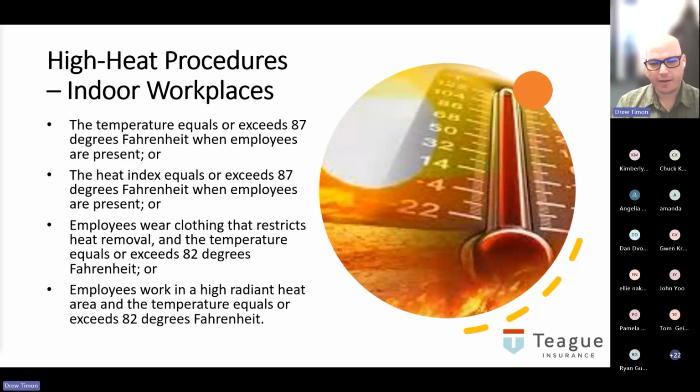So if you have any of these 4 situations, employers have to assess the workplace heat by taking and maintaining accurate records of the temperature and the heat index of areas where employees work, and at times when employees' exposure is expected to be the greatest. Make sure these records include the date, time, and location of the reading.